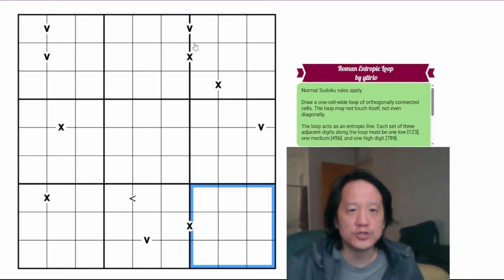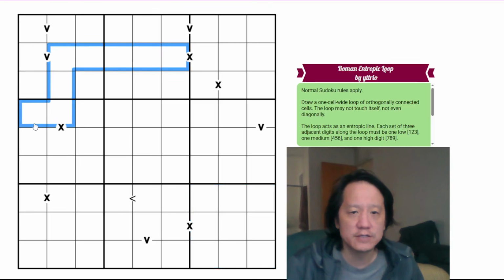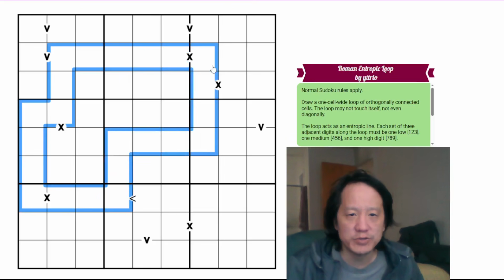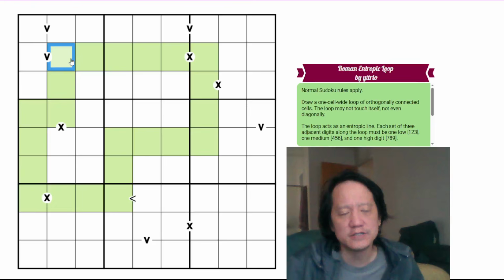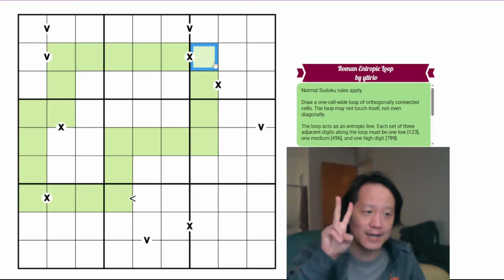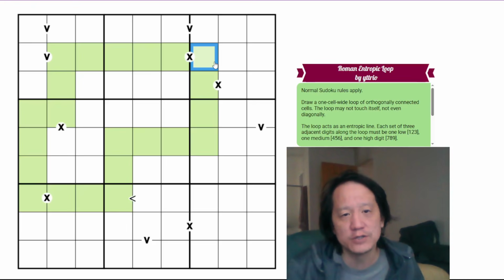We also need to draw a 1-cell wide loop of orthogonally connected cells. The loop may not touch itself, not even diagonally. So, for example, this would be a valid loop. And another way of putting it, that I like to put it, is every cell on the loop must share an edge with exactly 2 other cells on the loop.